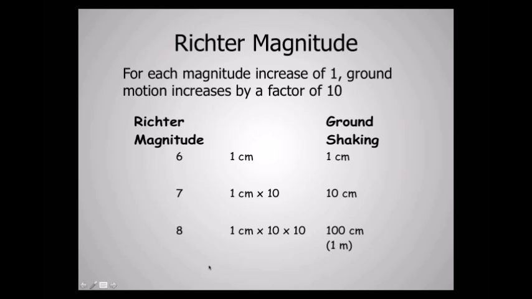And if there were another earthquake at the same epicenter, and it was 1 magnitude greater than the 7, so 2 magnitudes greater than a magnitude 6 earthquake, we would experience 10 times 10 the amount of shaking, or 100 centimeters of shaking.